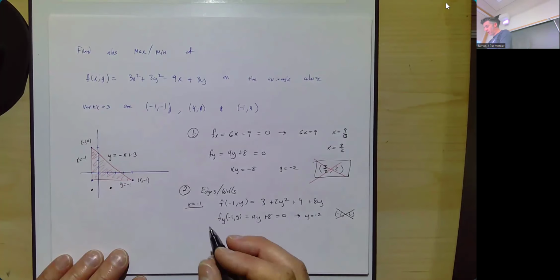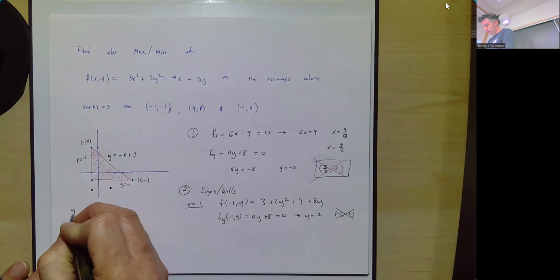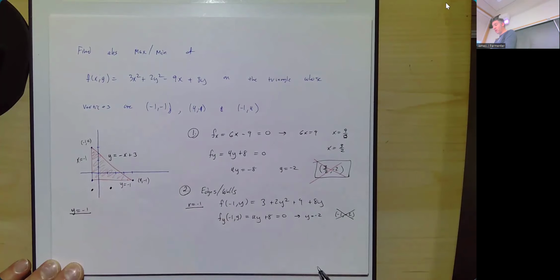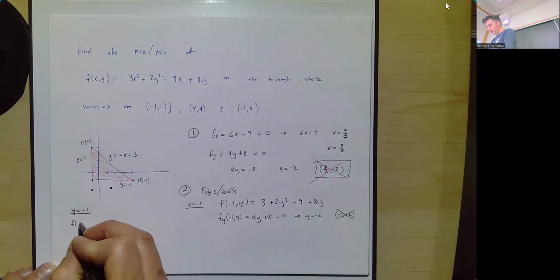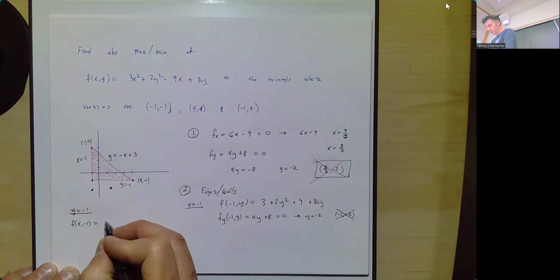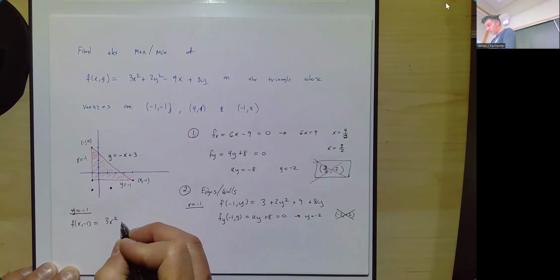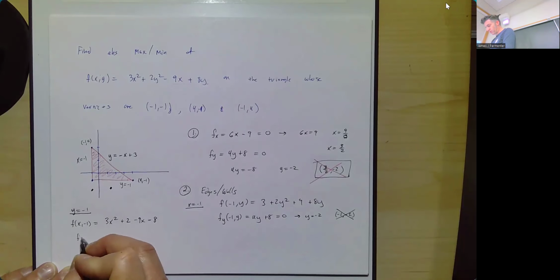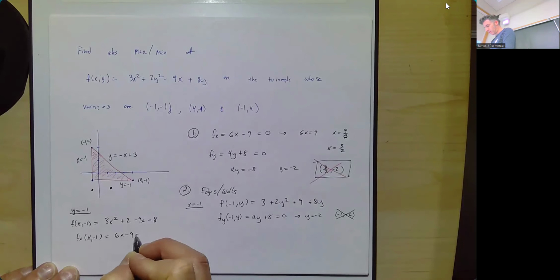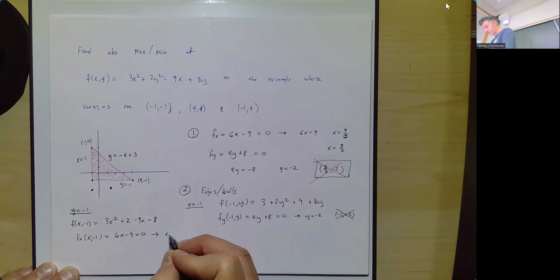Let's look at the other edges. So we look at y equal to -1. We do the same thing. We plug in -1 for y. We say f of x comma -1 is going to be 3x squared plus 2 times -1 squared minus 9x plus 8 times -1. And then we take the partial derivative with respect to x, and we get 6x minus 9 equal to 0. So we end up getting x equal to positive 3/2.